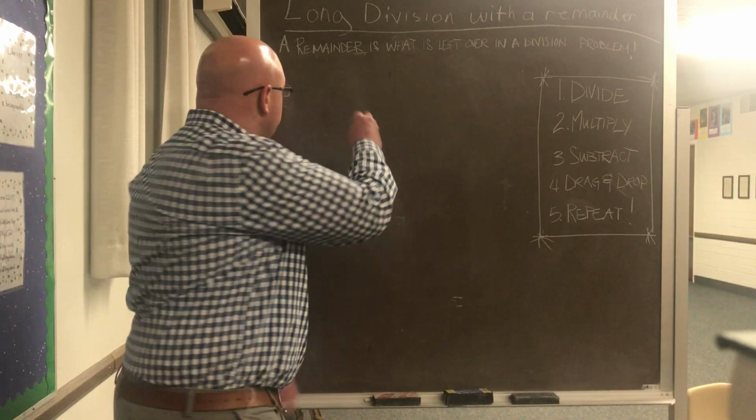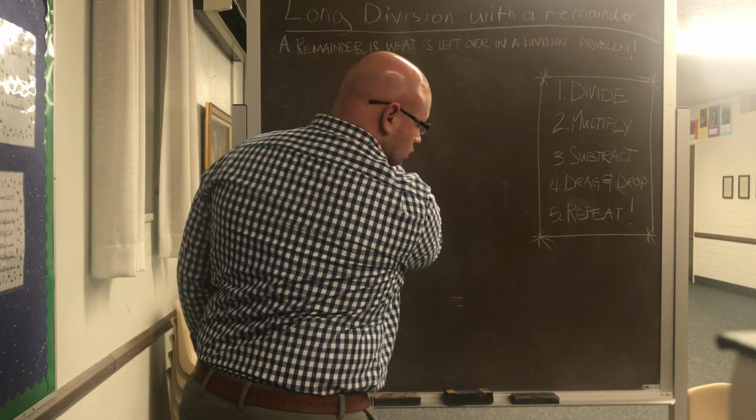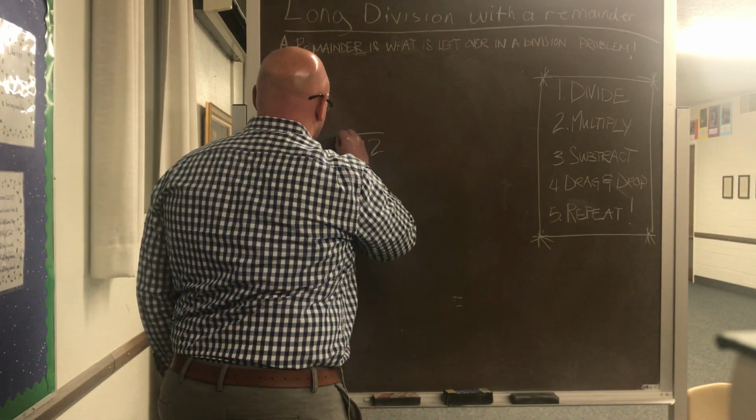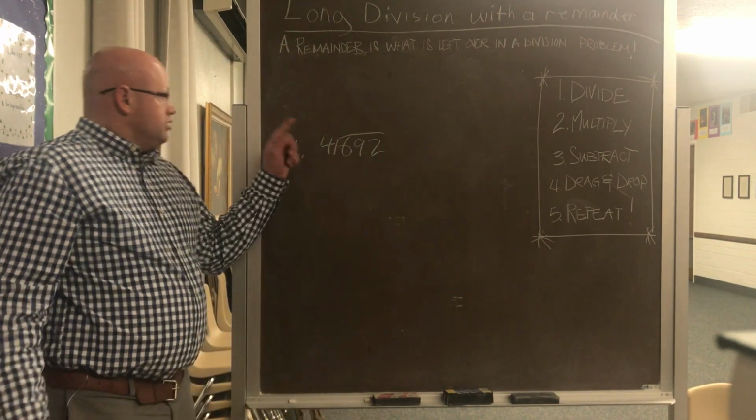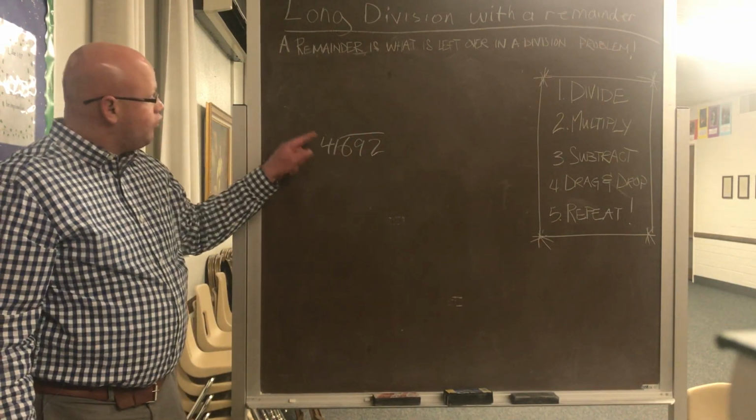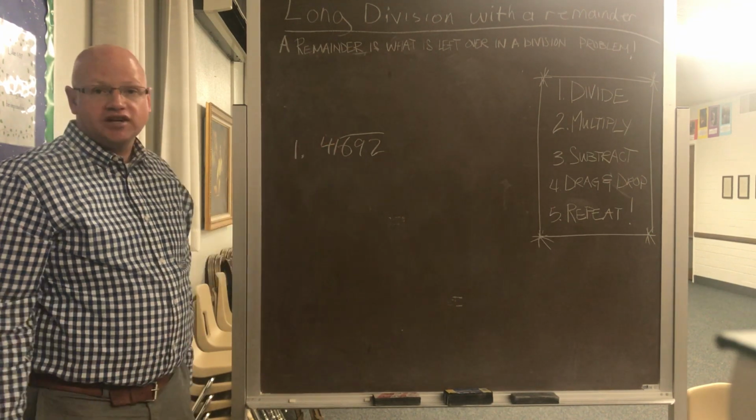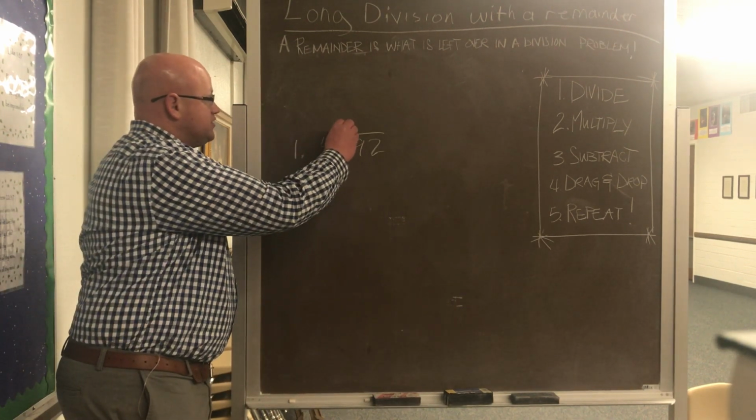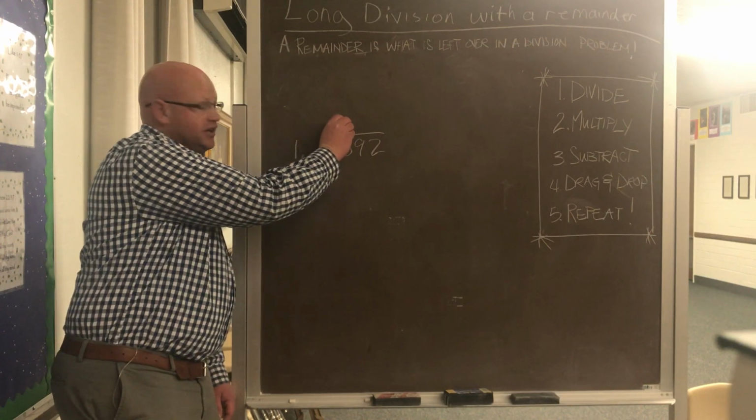So let's do problem number 1 here, which is 692 divided by 4. With the first step, let's divide. 4 divided by 6. Can 4 go into 6? Yes, it can. So 4 divided into 6 goes once. So we'll put that 1 above the 6.